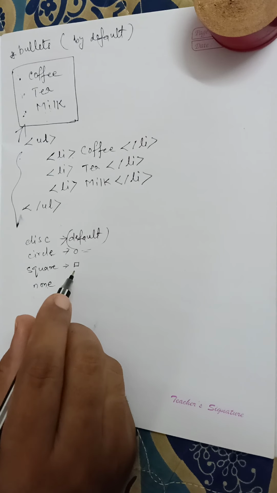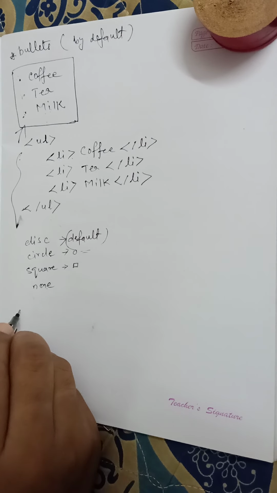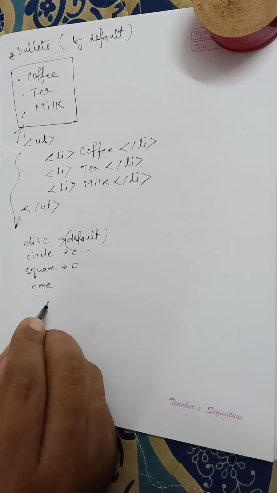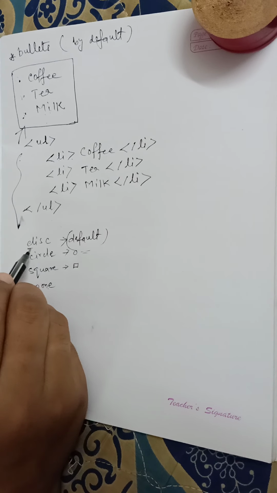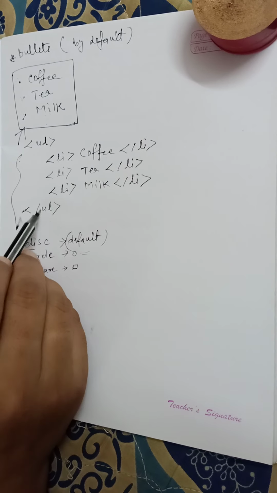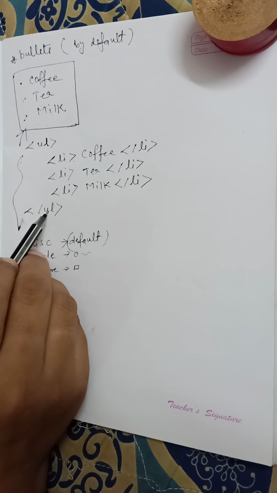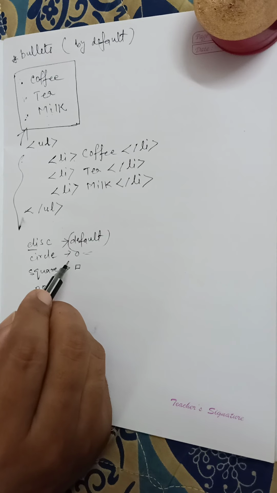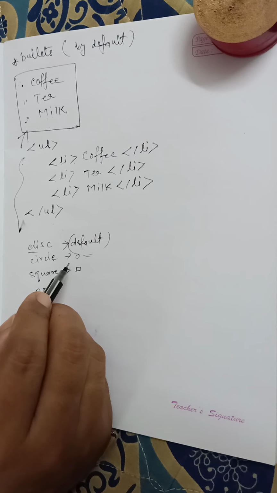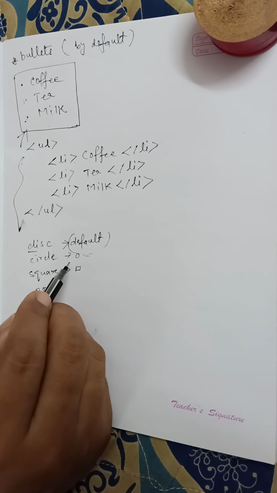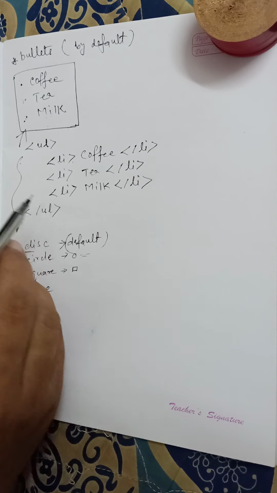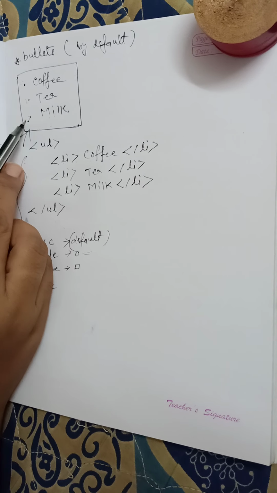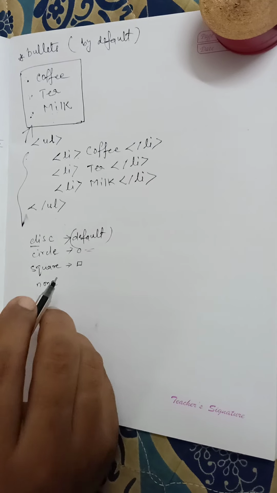Now how do I write this? So suppose I want it to be disk type, it's default. So here nowhere have I mentioned what should be the type of bullet mark which I want in my list. Even though I have not mentioned it anywhere, I can see that my output is having the disk type because this one is the default type.